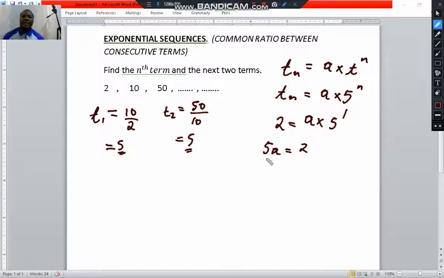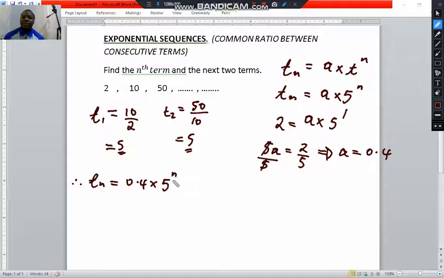We are trying to find what a is, so we are going to divide by 5, which would imply that our a is equal to 0.4. Or if you want, you can leave it as 2 over 5. But just make sure that if you get a recurring decimal, you leave your answer as a fraction. That's fine. So having found what a is, we're just going to replace this in our formula. It now becomes tn equals 0.4 times 5 to the power of n.